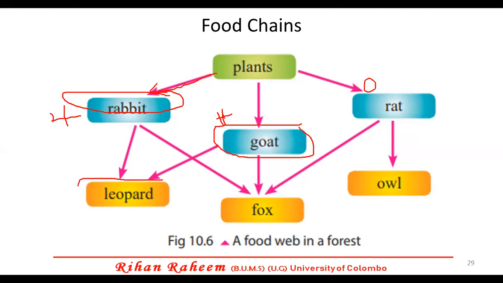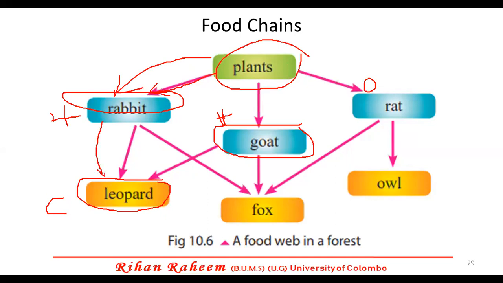Then we'll go to the next category. Rabbit is eaten by a leopard, or the goat is eaten by the leopard. Then the leopard, is it herbivore or omnivore? No. It is coming under carnivore. So you can see in the food chain or the food web, starting is always plant. Then next one is, most of the time, herbivore, and then ending is carnivore.